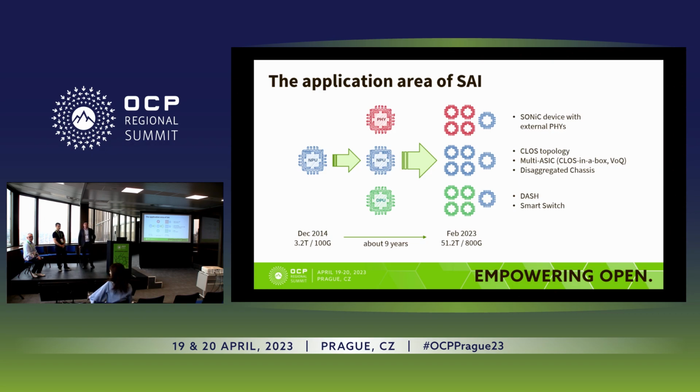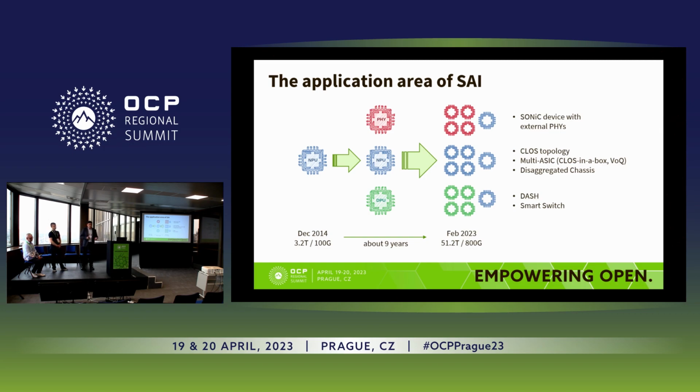So as you know, the Switch Abstraction Interface was initially designed for NPUs. Then it was adopted for external PHY devices, for DPUs. And now we have different combinations of these devices in one box. You know there is a version of SONiC with external PHY devices. So you have two versions of SAI, SAI for NPU, SAI for external PHY. You can have a chassis in a box where you have multiple NPUs. We can have a smart switch device that runs an NPU and multiple DPUs.